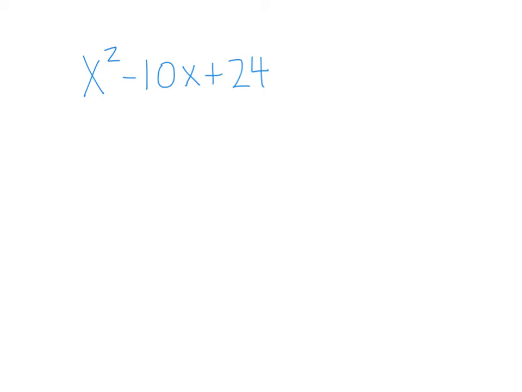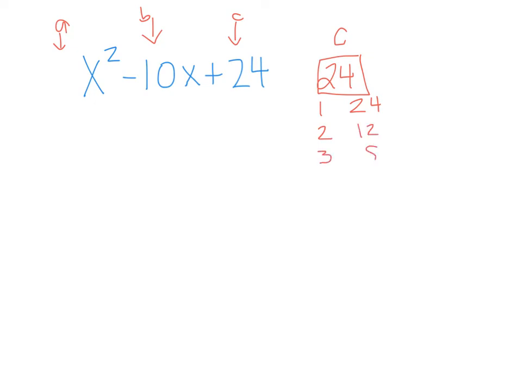Okay, let's try this example. This time, again, we have our A value, leading coefficient is 1, our B value is negative 10, and our C value is positive 24. So remember, we always start by writing our C value, 24. Okay, so what are the factors of 24? 1 times 24, 2 times 12, 3 times 8, 4 times 6, and that's it.